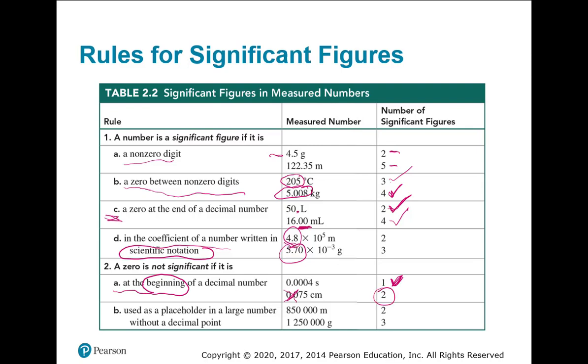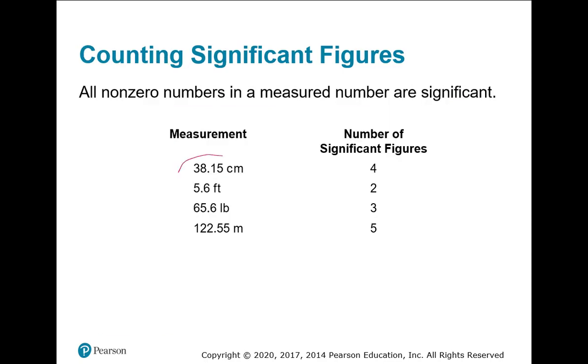Zeros are also not important when it's used as a placeholder in a large number without a decimal point. So 850,000 meters, notice there is no decimal point, so we do not count those zeros. We only count the 8 and the 5, 2 significant figures. This 1,250,000 grams, only the 1, the 2, and the 5 are significant. Those zeros are just holding the place. 3 significant figures. Let's look at these examples.